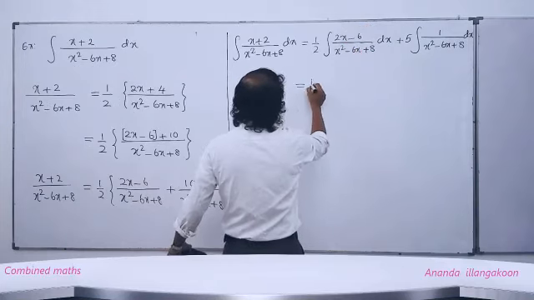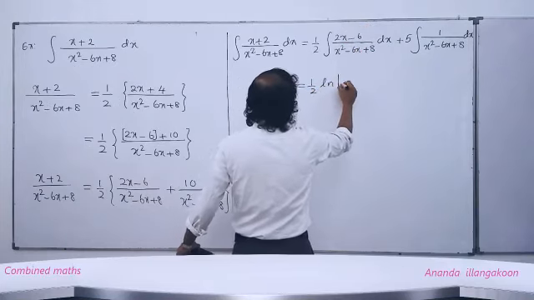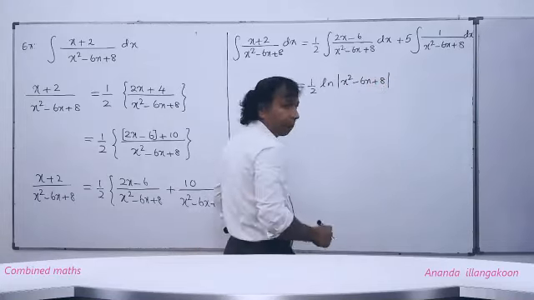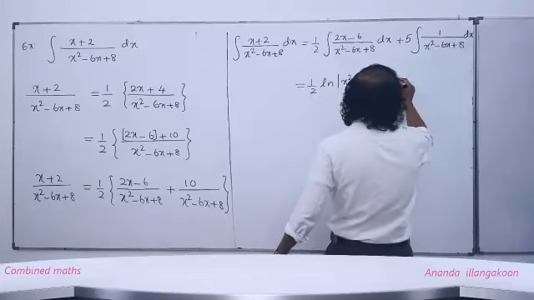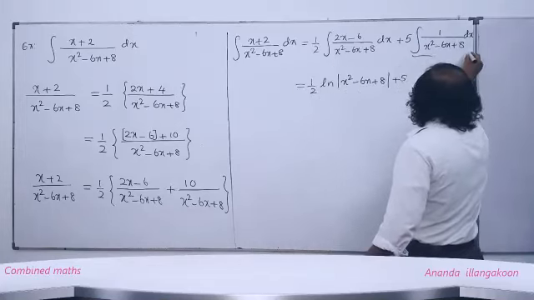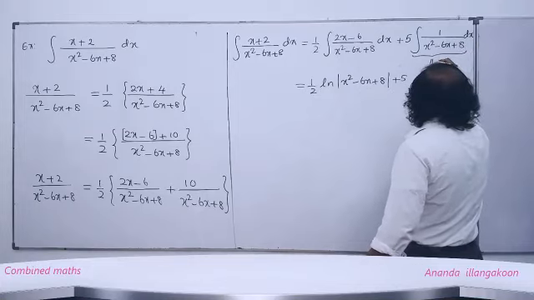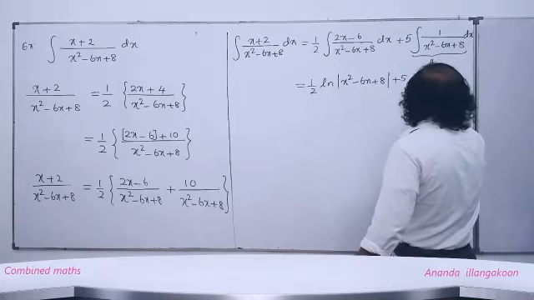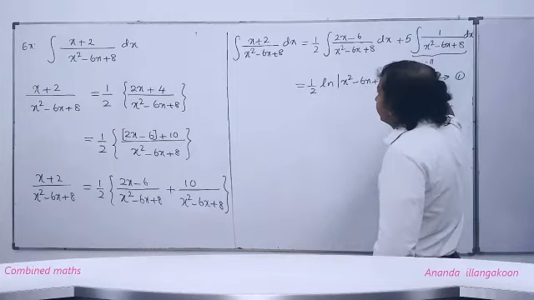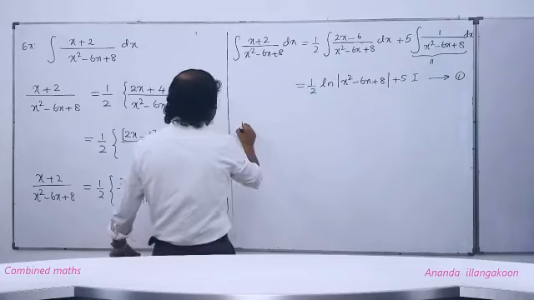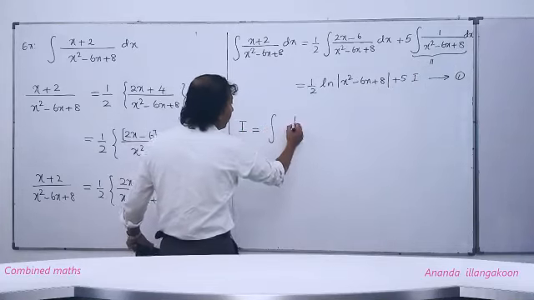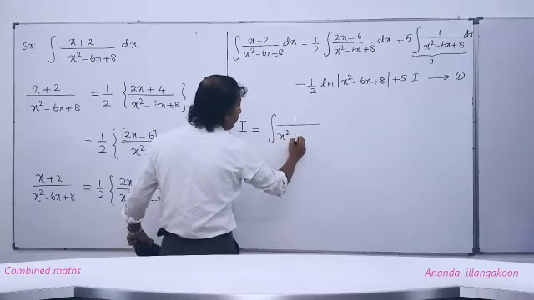This is half Ln modulus x squared minus 6x plus 8 plus 5 times. Right, people, I'm going to take the answer of this as I, and this equation I consider as number 1. Now I am going to evaluate this I separately. I is, people, that 1 upon x squared minus 6x plus 8.